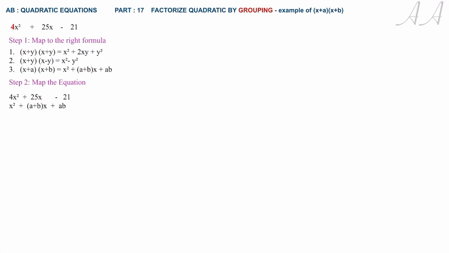We don't have any common factors here, but if we had 28x instead of 25x, we could have taken 4 as a common factor out.